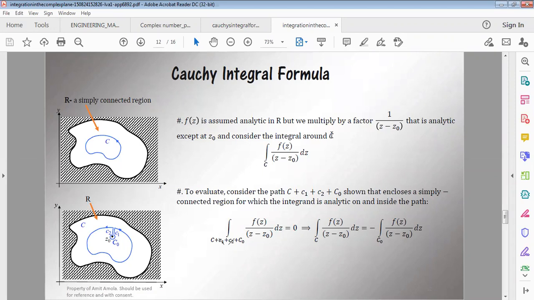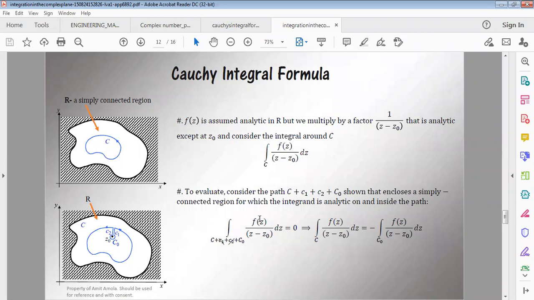So considering the integral around the whole curve C, the contour integration of f of z divided by z minus z naught dz, we can find this integrand for the closed curve C. Now to evaluate, consider the path C plus C1 plus C2 plus C0. Actually, there are 4 curves: first C, then C1, then C2, then C0. Because this is multiply connected, we add the whole curves.